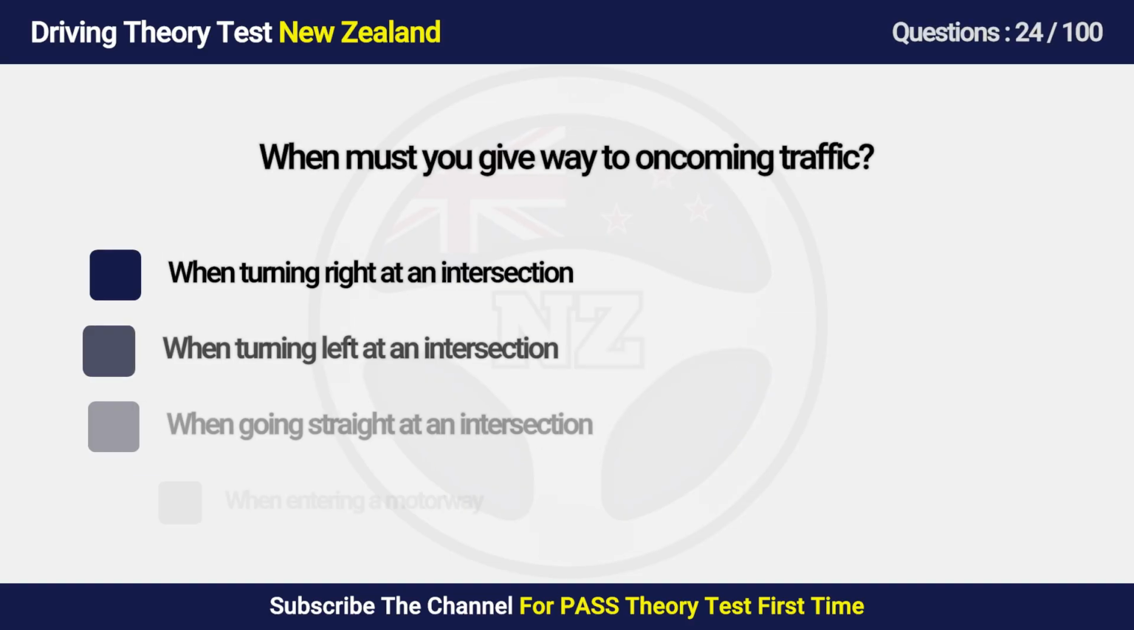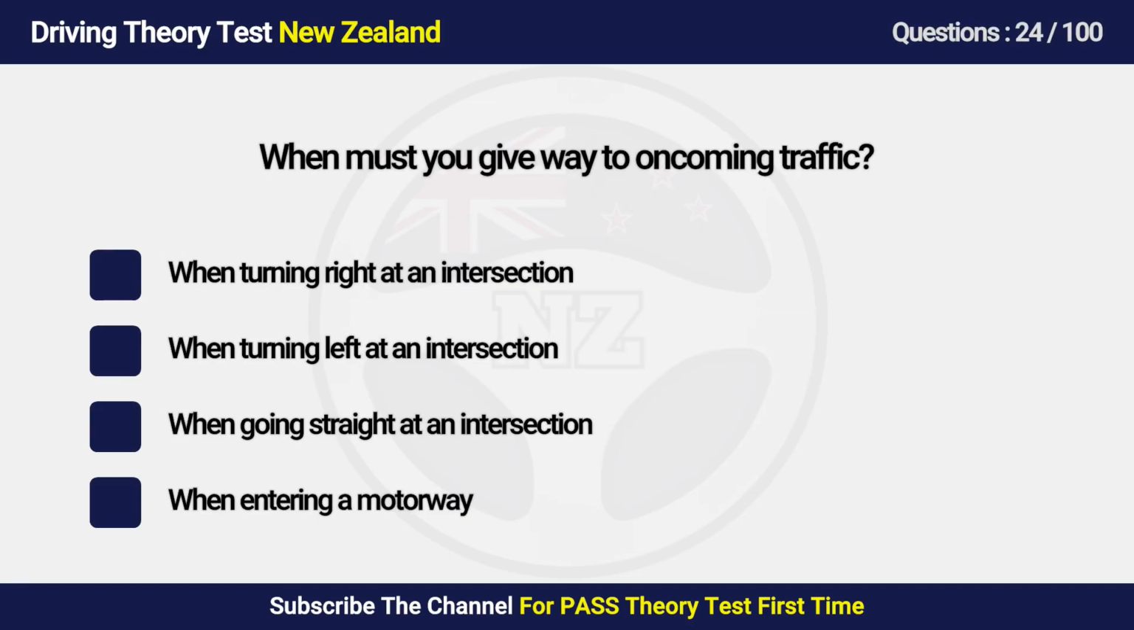Question 24. When must you give way to oncoming traffic? A. When turning right at an intersection. B. When turning left at an intersection. C. When going straight at an intersection. D. When entering a motorway.